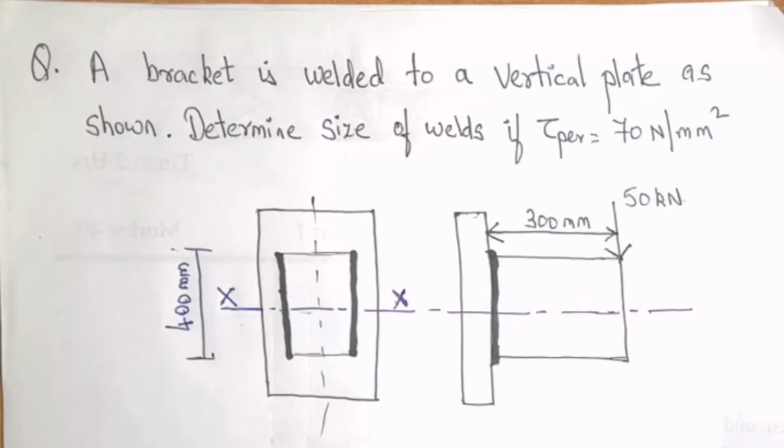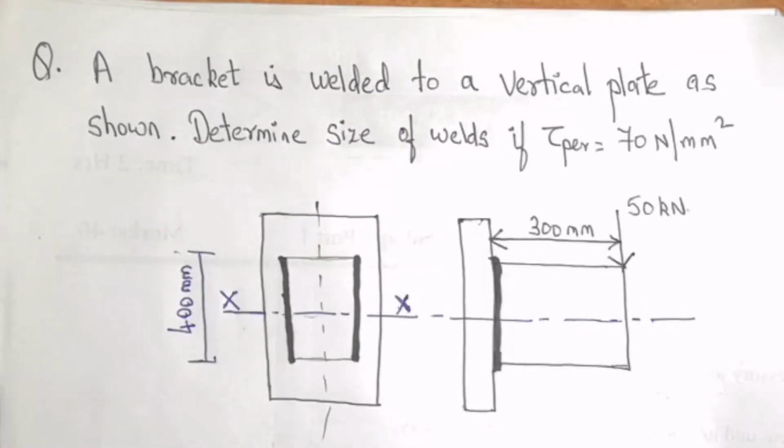Welcome students. In the previous class we have seen the circular welds when subjected to bending and torsion. Let us move further to other cases wherein the object is subjected to both bending and torsion. Let us see it through an example.